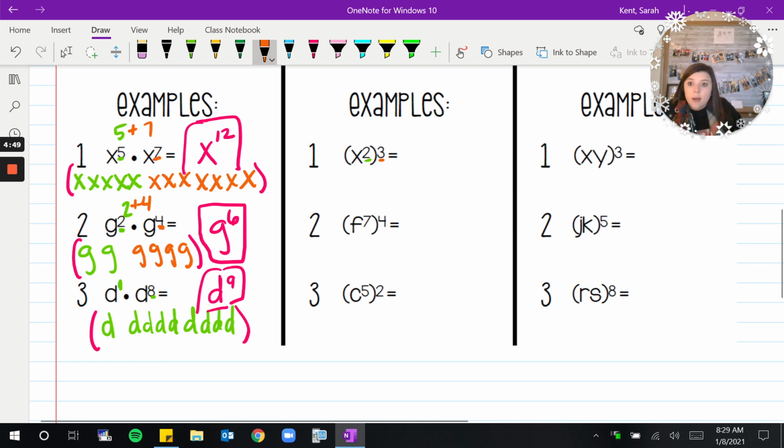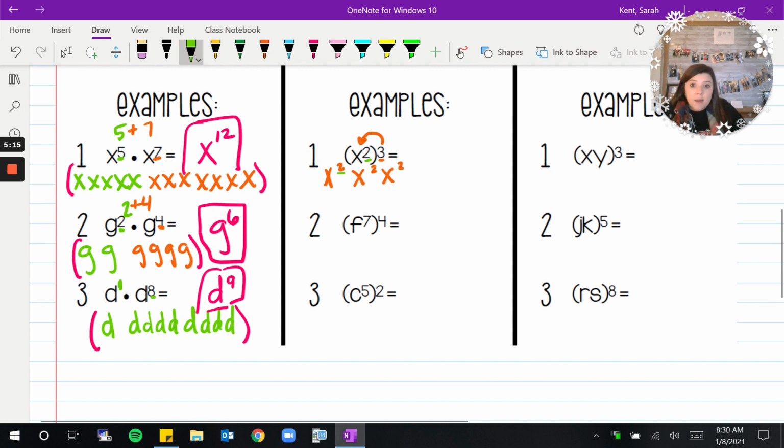So just like here when we had x to the power of 5, it meant there were 5 x's. If we have x to the power of 2 to the power of 3, that means that there are 3 of these x to the power of 2's. So I can do x to the power of 2, x to the power of 2, x to the power of 2. So that's where that 3 comes in. There's 3 of the x to the power of 2.